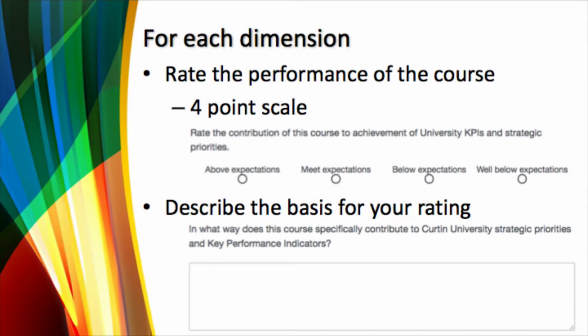For each dimension, you will be asked to rate the performance of the course. The rating utilizes a 4-point scale from above expectations on the left to well below expectations on the right. The labels for each dimension are slightly different but follow this pattern. Following each rating, you will have a text box in which to type a rationale or basis for the specific rating.